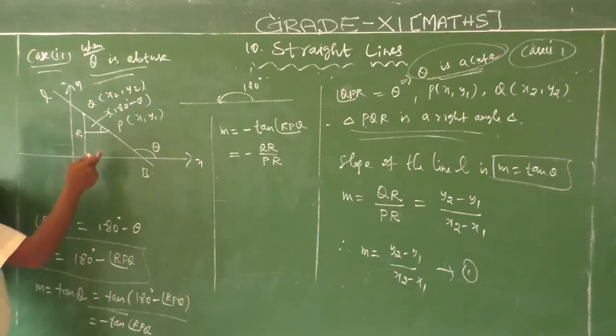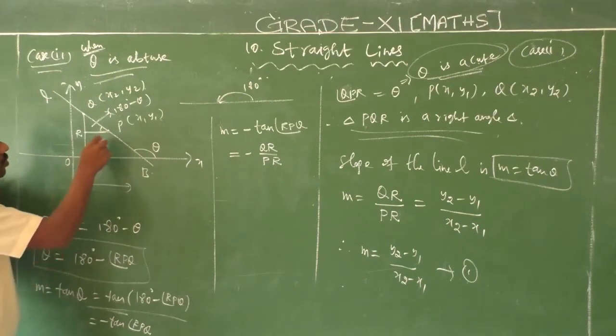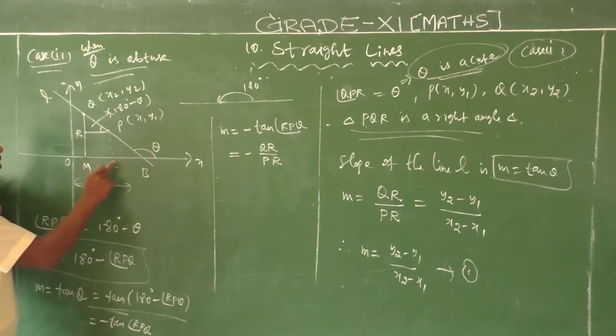Here PR is the horizontal distance length, O to P or L. Sorry.